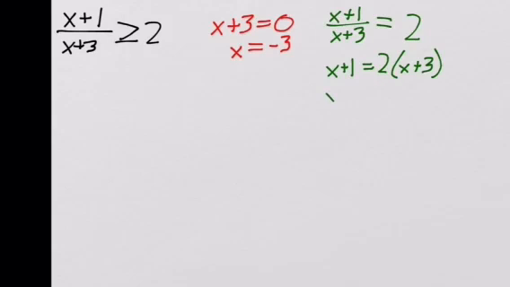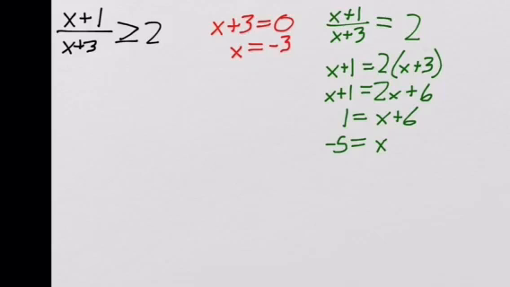Distribute the 2. And then I'm going to go ahead and just subtract x from both sides. And then subtract 6 from both sides and get -5 is equal to x. So, we have the numbers -3 and -5 to work with.